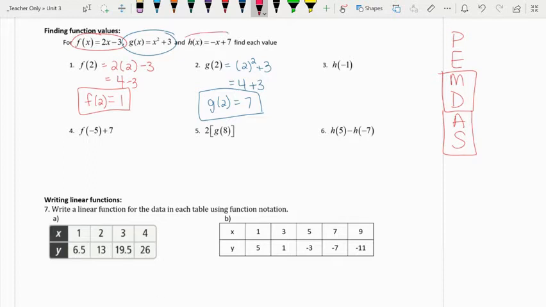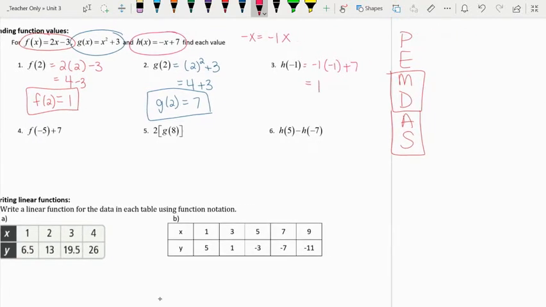And our last one like this is talking about h of x. So h of x is negative x plus 7. Whenever you have something like a negative x, that's really like negative 1 times x. So in this case, negative 1 times x would be times negative 1. Well, negative 1 times negative 1 is 1, plus 7 is 8.